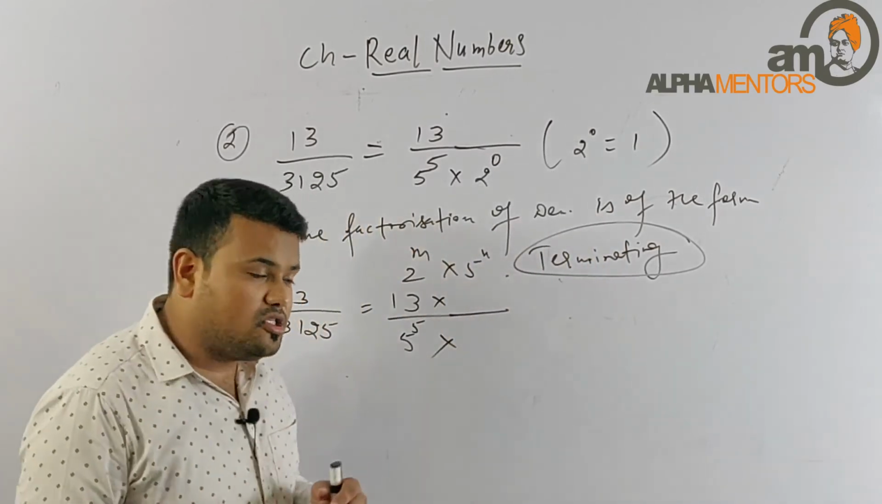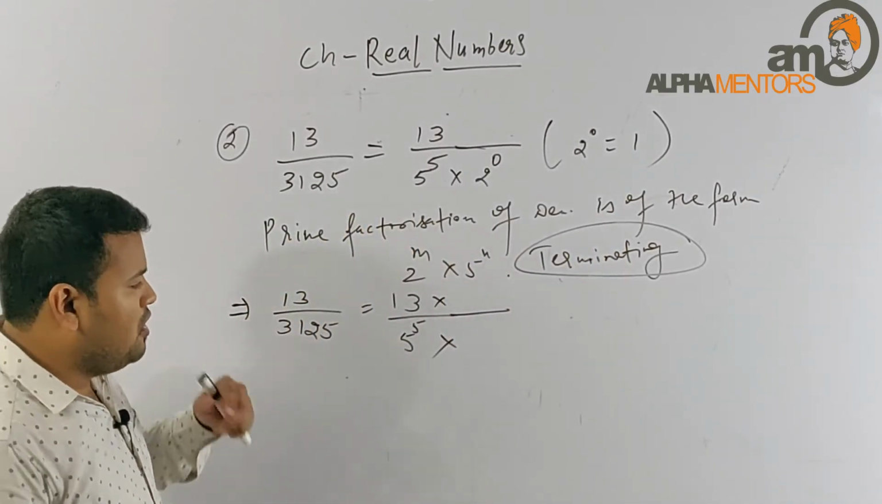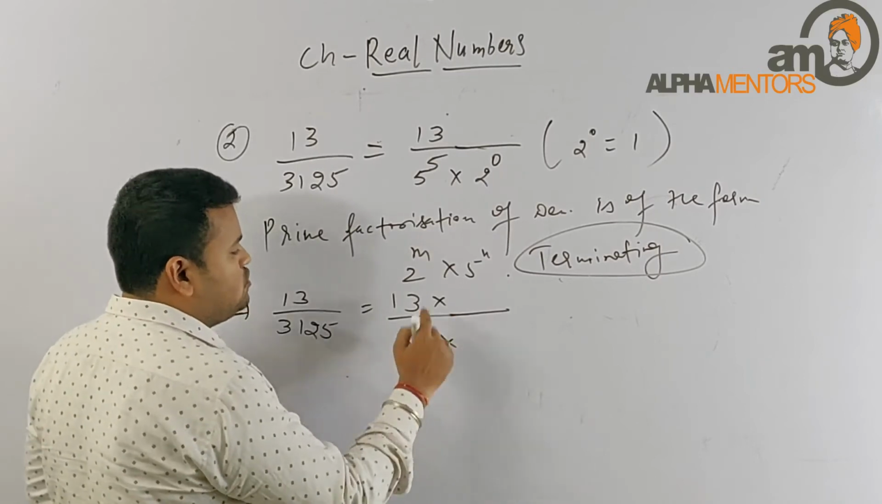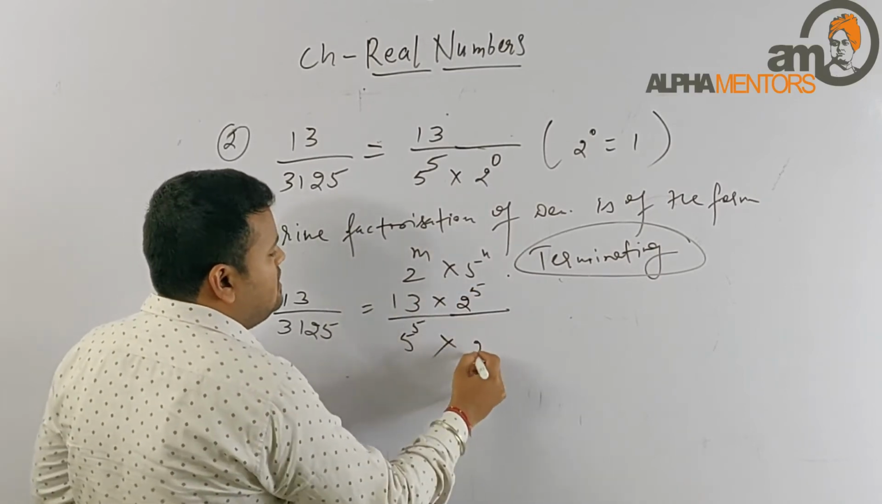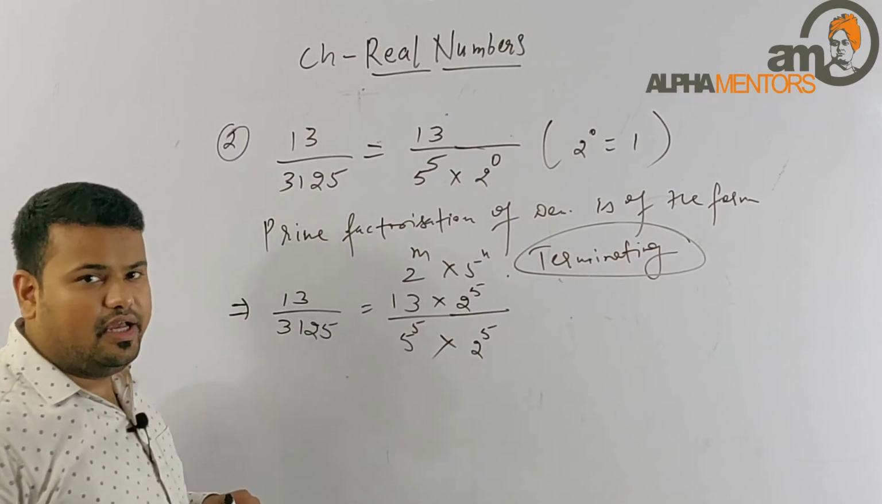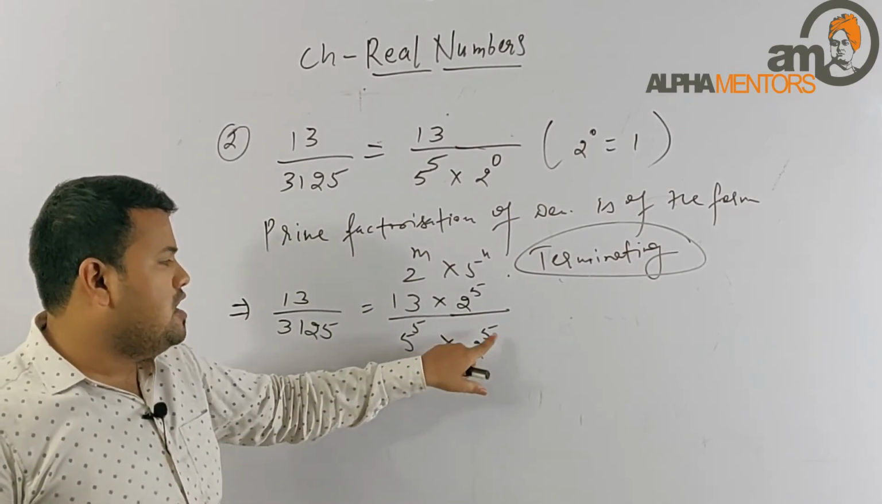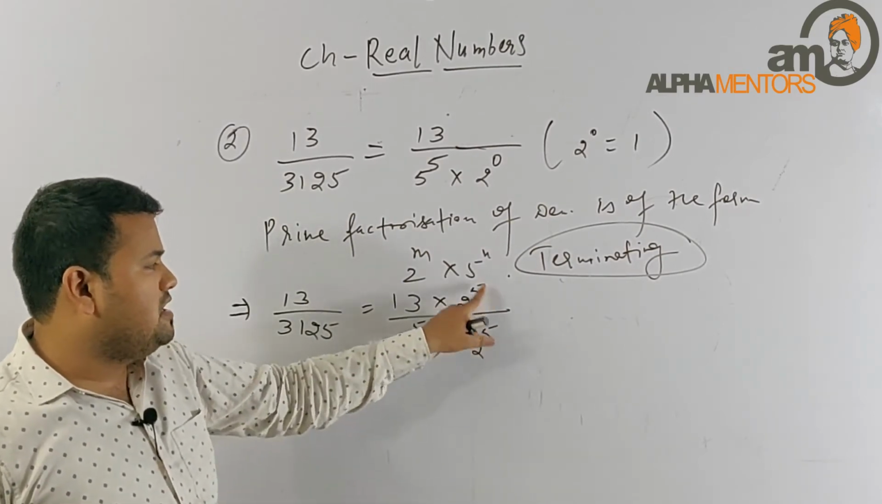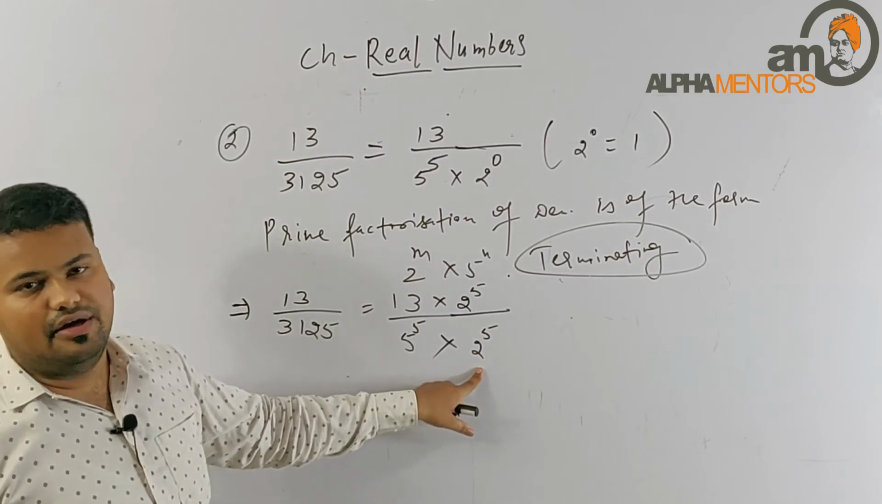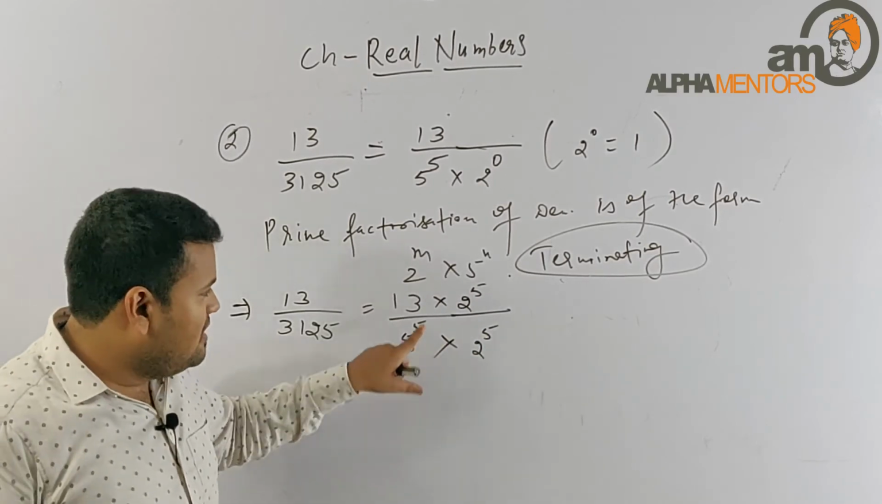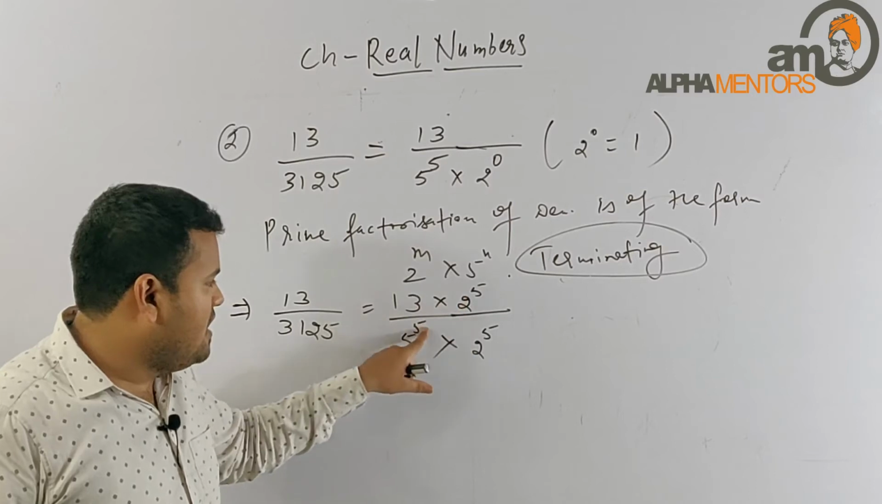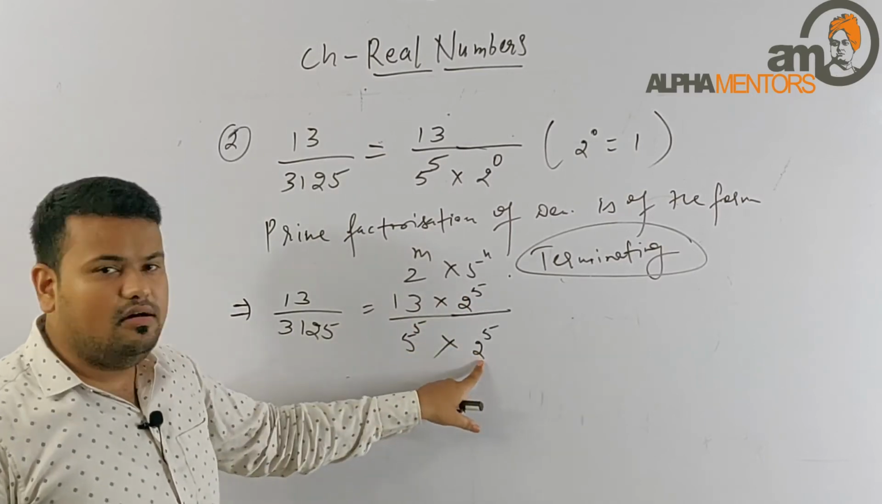So how is it possible? It is a very simple approach. 5 to the power 5 is there, so the exponent of 2 should be the same. So let's multiply by 2 to the power 5 in the numerator as well as in the denominator. Getting my point? We multiply with the same exponent 5 in the numerator and the denominator.